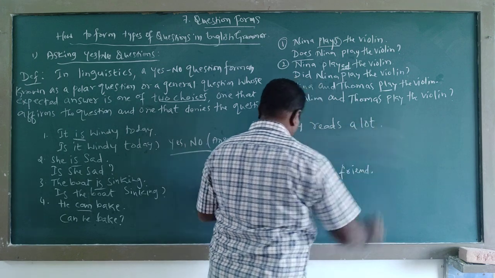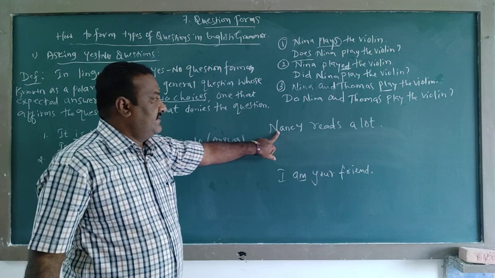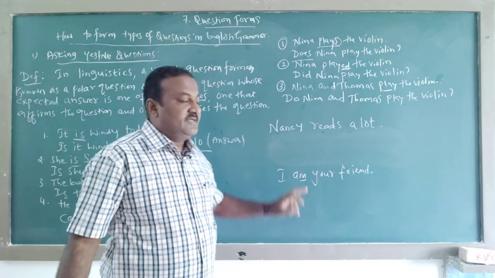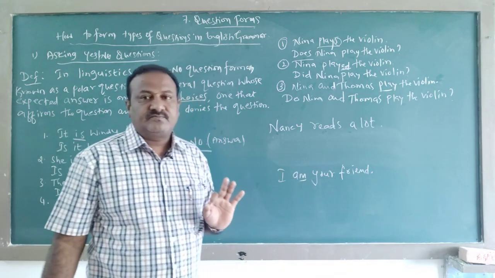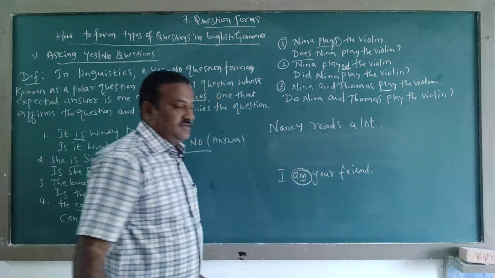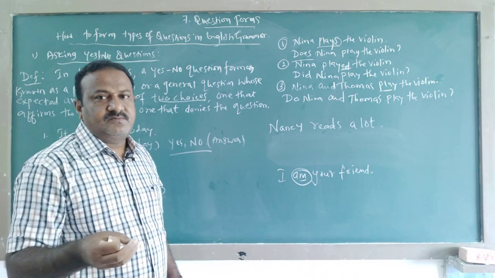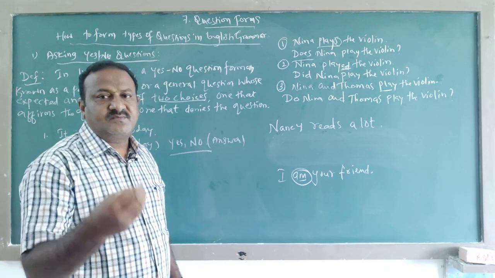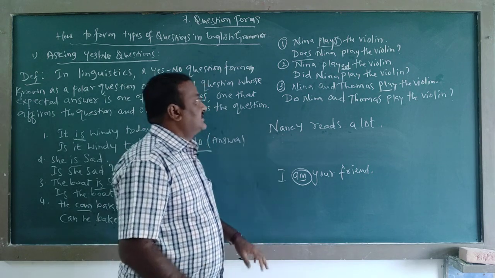Nancy reads a lot. Here we have seen no verb, no helping verb: no are, am, was, must, can, nothing. Nancy reads.